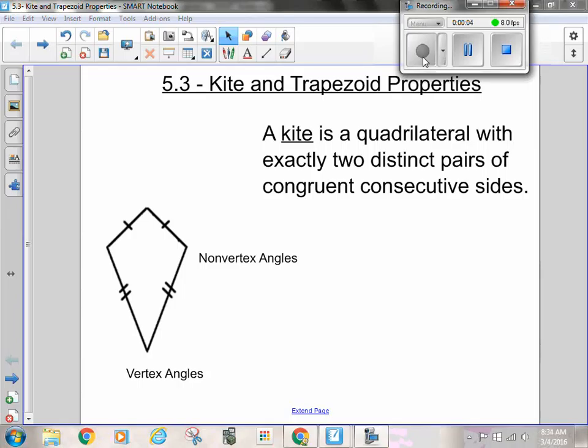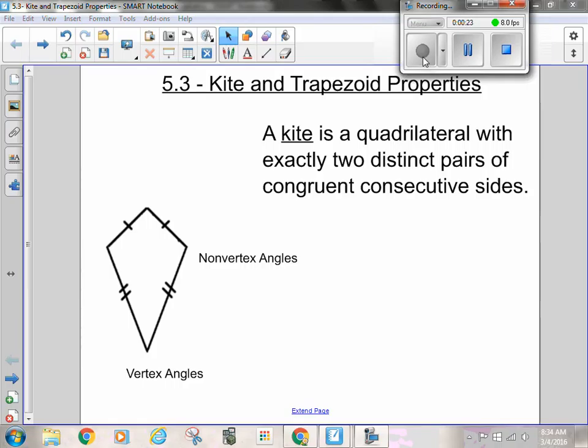Today we're going to talk about section 5.3, kites and trapezoid properties. So now we're going to start to look more in depth at specific polygons. Today we're going to talk kites. A kite is a quadrilateral, so a four-sided figure, with exactly two distinct pairs of congruent consecutive sides.